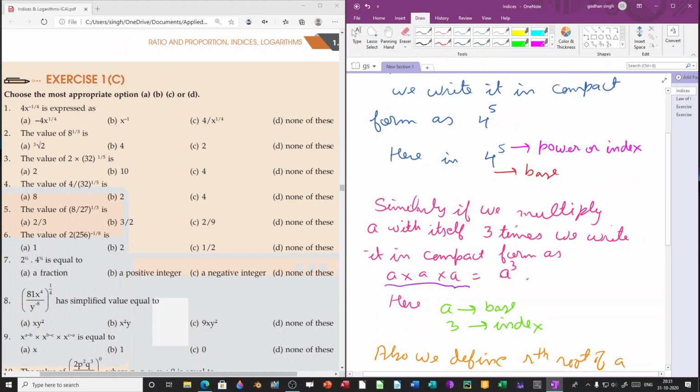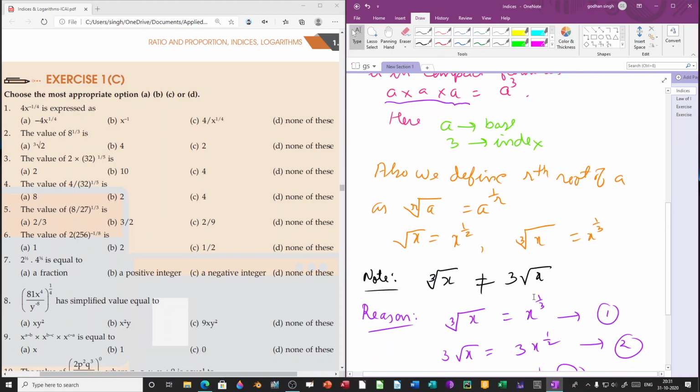Similarly, if we multiply a with itself 3 times, that is a into a into a, in compact form we write a raised to the power 3. So this 3 is known as the power or index, and here a is the base.